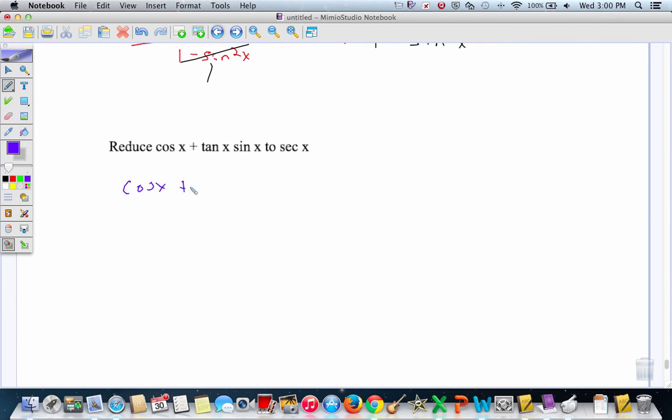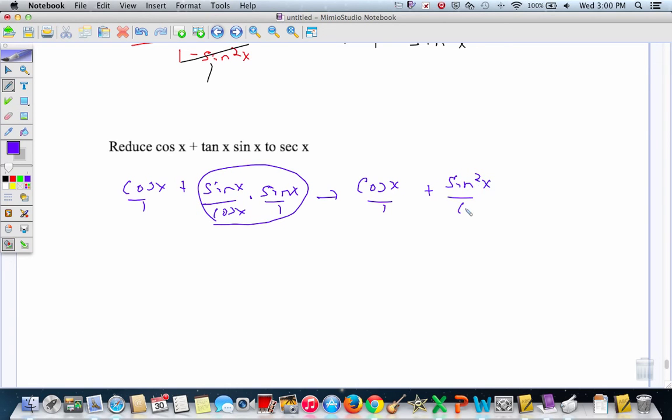Let's try one more on this page. Cosine plus tangent times sine is going to reduce to secant. So cosine, I'll change tangent to be sine over cosine and leave the sine as it is. So changing everything to sines and cosines. I'll put this over 1, maybe this over 1 for visual effect as well, but cosine then over 1. I'm going to go ahead and do my order of operations. I'm going to multiply this together first.